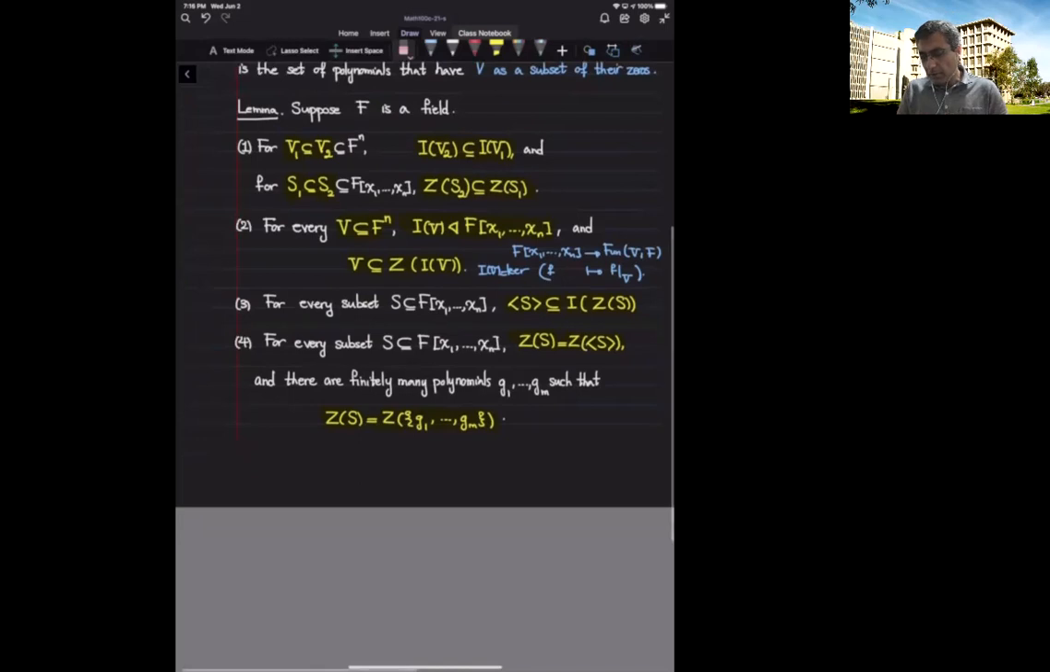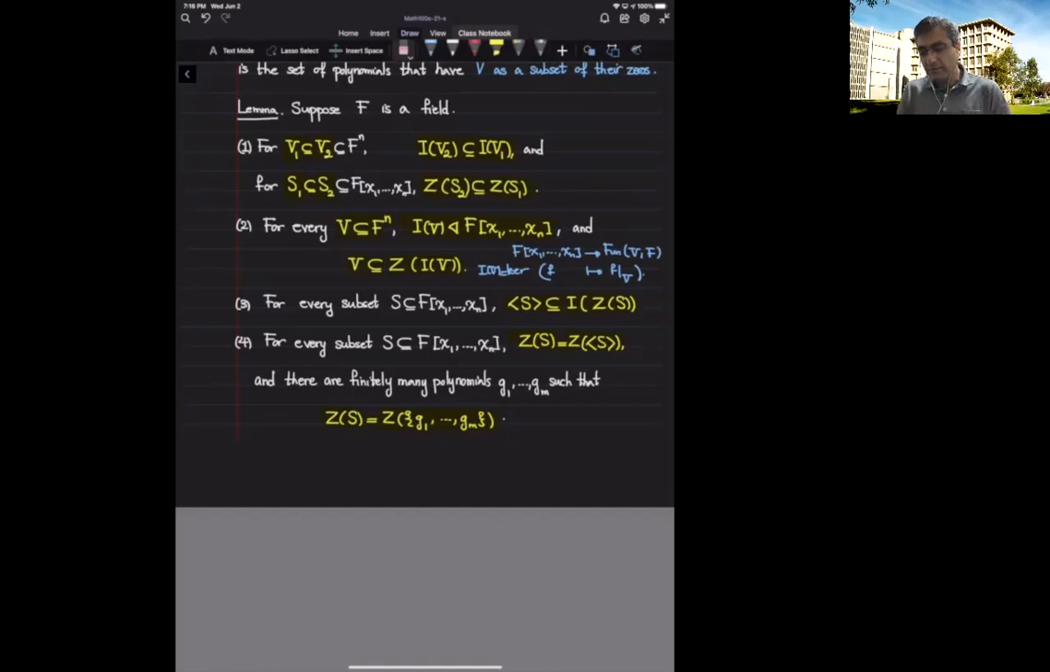And now in part 4, we argue that zeros of a set S is the same as zeros of the ideal generated by S. Because of this, we don't see any distinction between understanding zeros of a family of polynomials or zeros of the ideal generated by the family of polynomials. So we will be focusing on understanding zeros of ideals, common zeros of elements of an ideal.